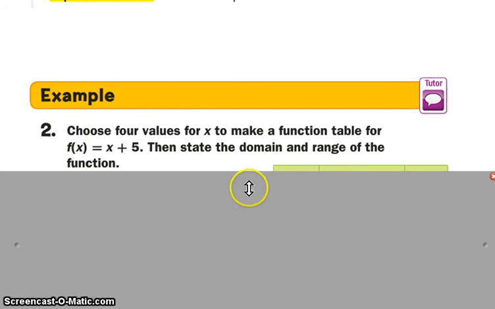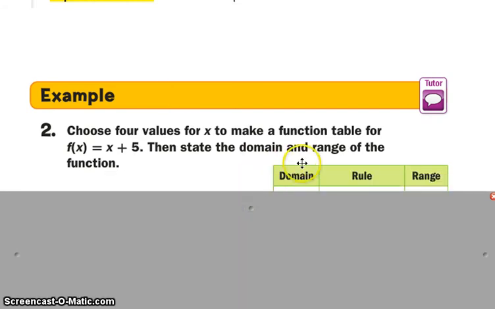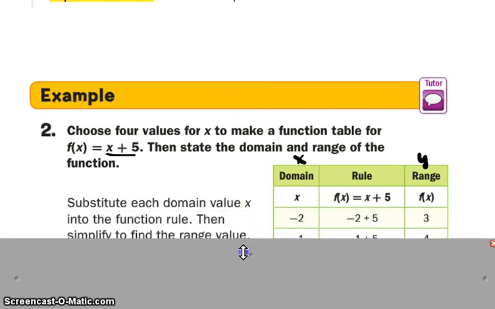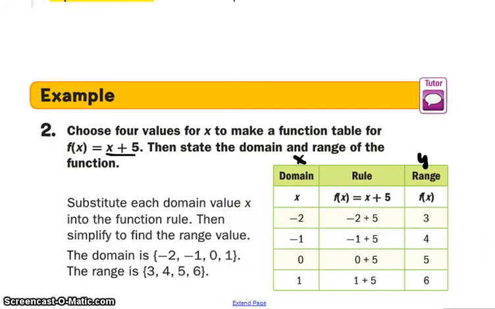Okay, so let's look at your function table here. Here are your x's, or your domain, and your range, which are your y's. This is your x, this is your y, and your rule is your function, x plus 5. Look how they have this set up: x, y, or f of x, and here's your rule. Here are the values that they chose: negative 2, negative 1, 0, 1. And again, that's your choice. You can make them whatever you want.